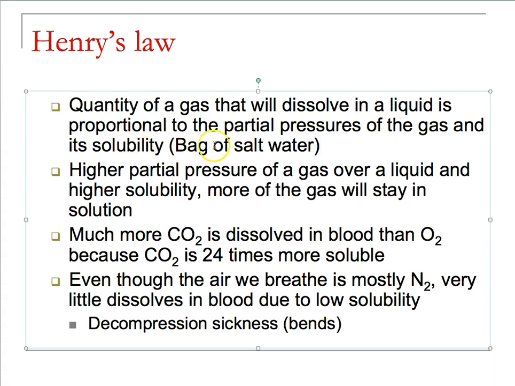And the higher partial pressure of a gas over a liquid will change its solubility, so the gas will stay in solution. By that I mean, remember I said carbon dioxide is more soluble? Well, it's not just more soluble, it's 24 times more soluble. So that means the waste product of normal respiration can easily be moved into the plasma of your blood to get it away from a mitochondria.